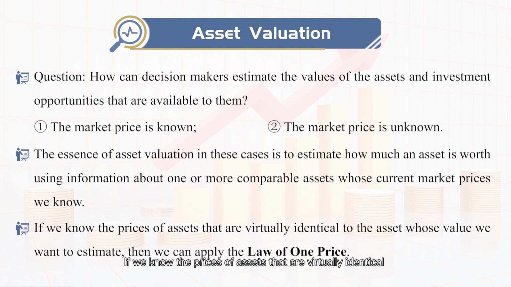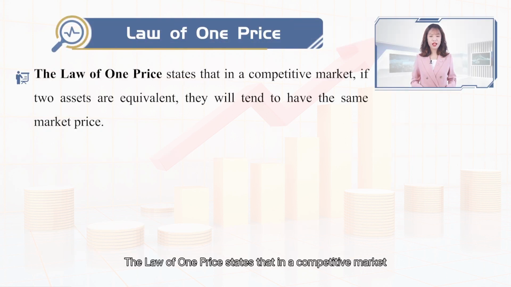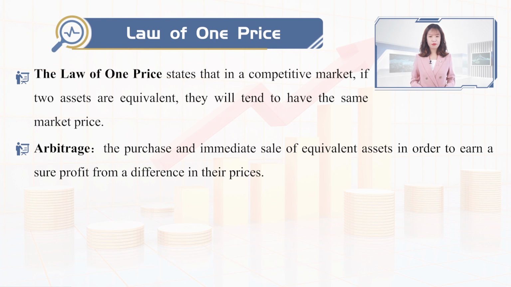If we know the prices of assets that are virtually identical to the assets whose value we want to estimate, then we can apply the law of one price. The law of one price states that in a competitive market, if two assets are equivalent, they will tend to have the same market price. The law of one price is enforced by a process called arbitrage, the purchase and immediate sale of equivalent assets in order to earn a sure profit from a difference in their prices.